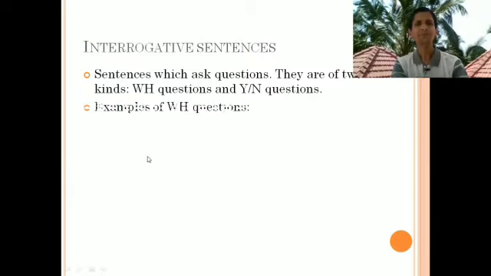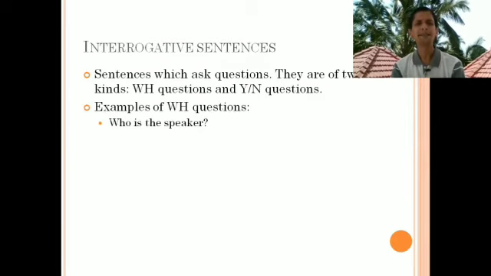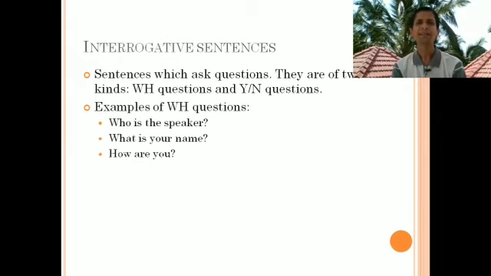And the second category of questions are called yes or no questions. Yes or no questions take only yes or no for an answer, whereas WH questions cannot take yes or no for an answer. So this is the difference between WH questions and yes or no questions. Some examples of WH questions are who is the speaker, what is your name, and how are you.